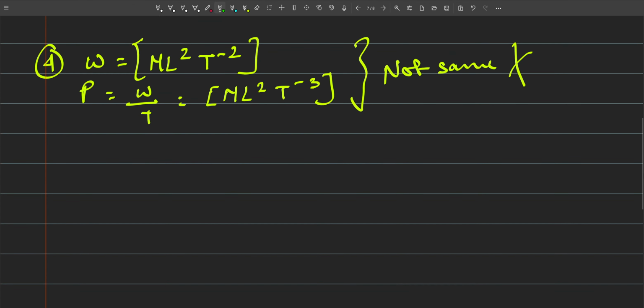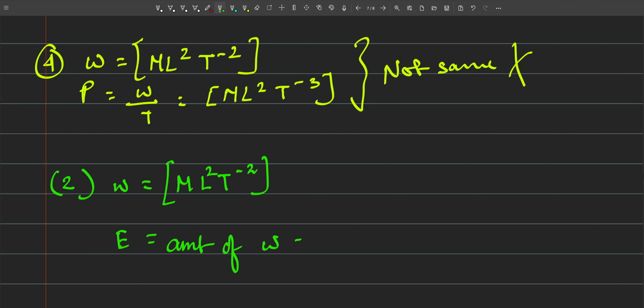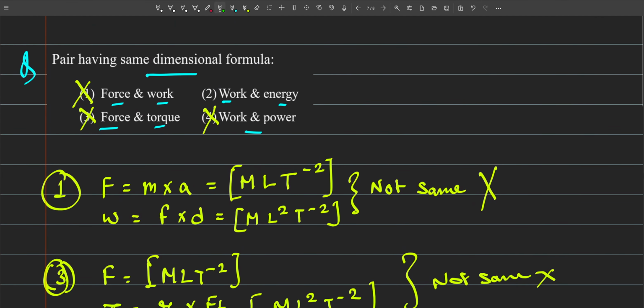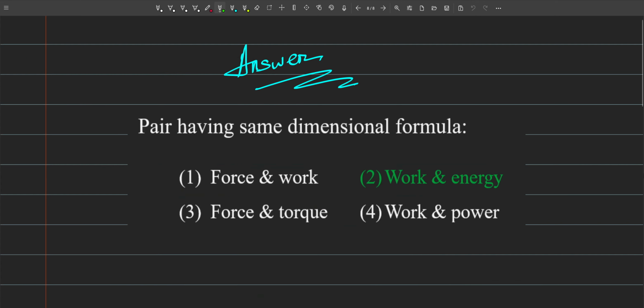Let's see. So work is ML squared T minus 2. This is our work, and energy is basically nothing but the amount of work done, which is going to be the same, ML squared T to the power minus 2. So these are the same. So basically our answer comes as option 2. Let's tally with our answer sheet. Our answer is absolutely correct. Option 2, work and energy.